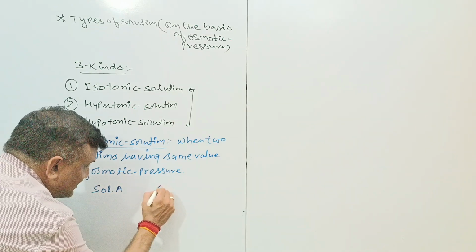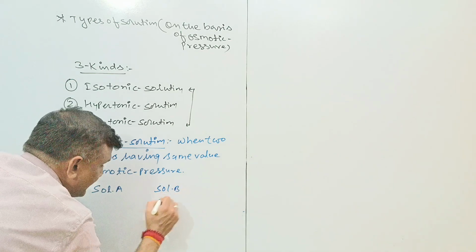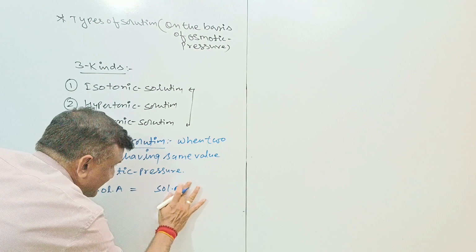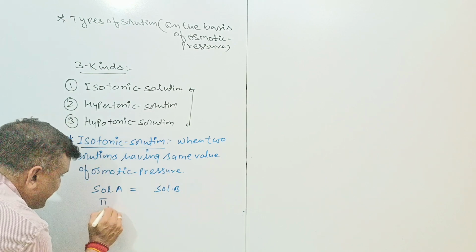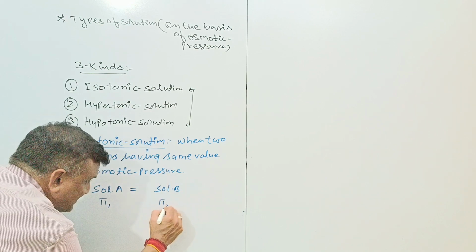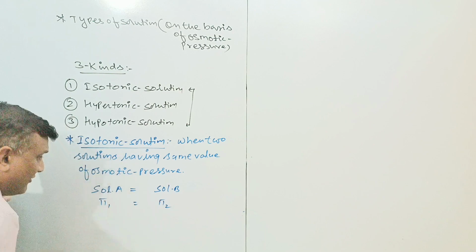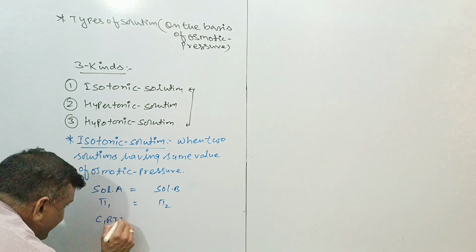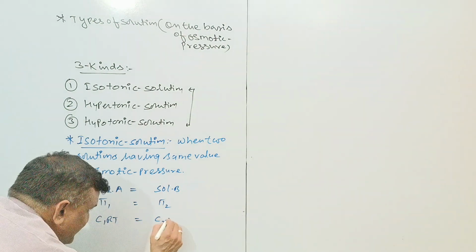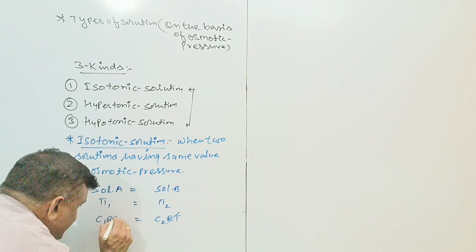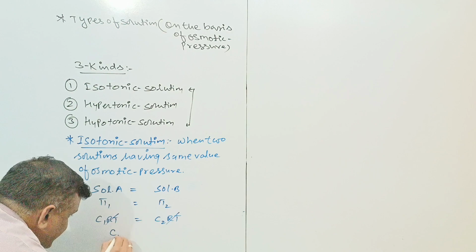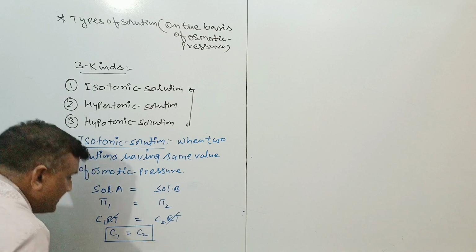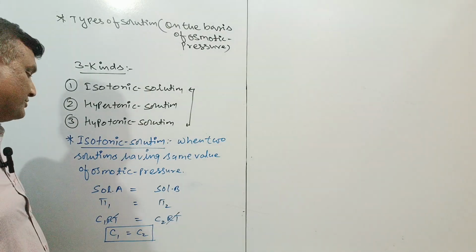Suppose this is solution A and this is solution B. If both have the same value of osmotic pressure, say its osmotic pressure is pi 1 and the other is pi 2, then pi 1 is equal to C1 RT and this is equal to C2 RT. The constants cancel, so C1 is equal to C2. This is about isotonic solution.